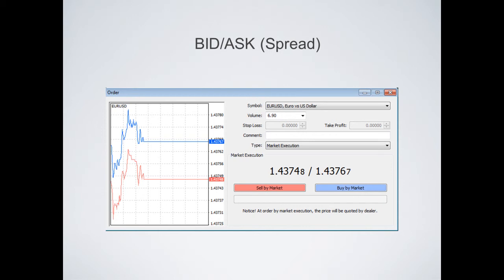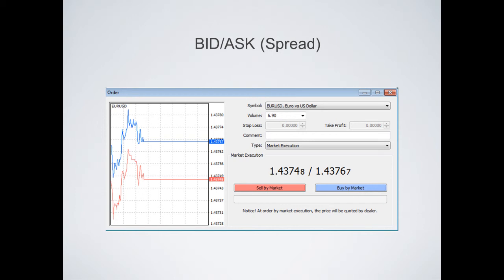Now, in all Forex quotes, the bid is always lower than the ask price. In this example, we can see that the bid price is 1.4374 and the ask is 1.4376. The ask is higher than the bid. So the bid is basically the price at which your broker, not yourself, keep this in mind, okay?